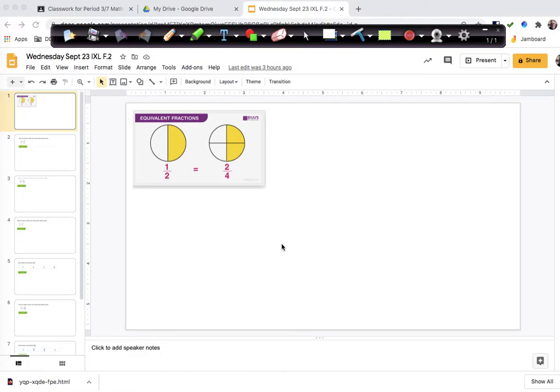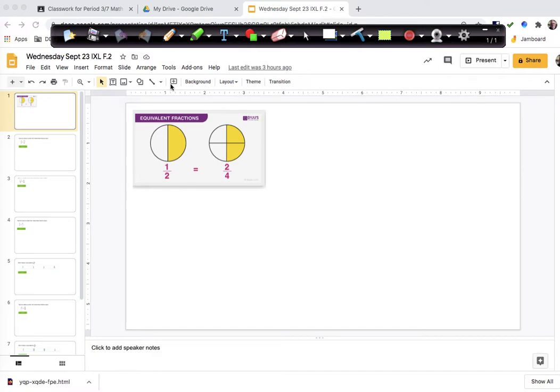Recap of Wednesday, September 23. Today in class we talked about equivalent fractions, and this is help for IXL F2.